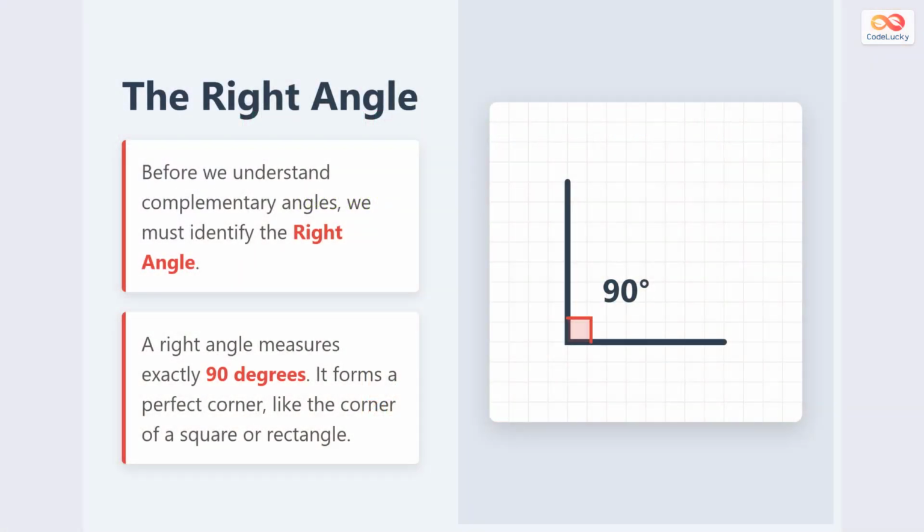First, let's identify the building block of this concept, the right angle. A right angle measures exactly 90 degrees. You see this shape everywhere, like the corner of a book or a square room. In geometry, we often mark it with a small square symbol in the corner.